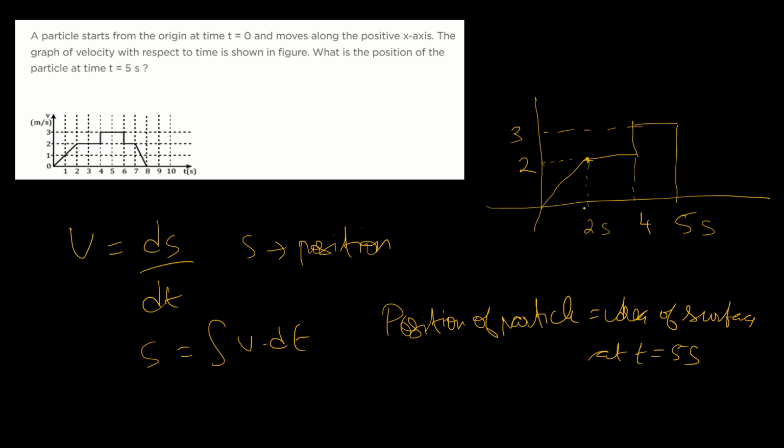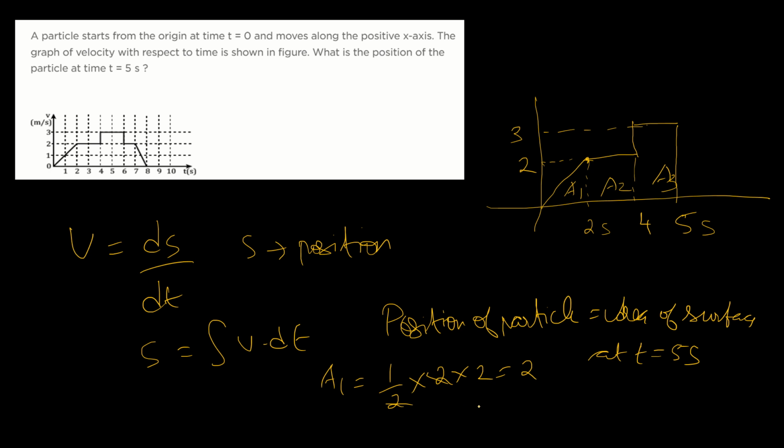So if you want to find the area of this entire closed surface, we can divide it. That is, this can be written as A1, A2 and A3. The sum of these three areas will give us the area of the closed surface, which gives the position of the particle at time t equal to 5 seconds. So we need to find A1 first. What is A1? It's a triangle, right? Half into base 2 into 2, 2 cancel, just equal to 2.